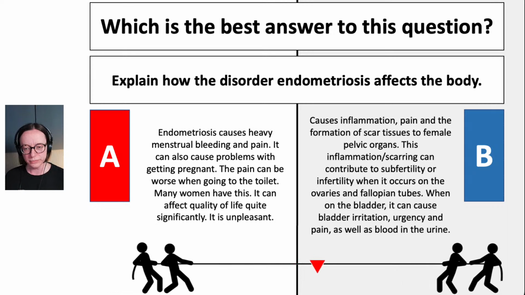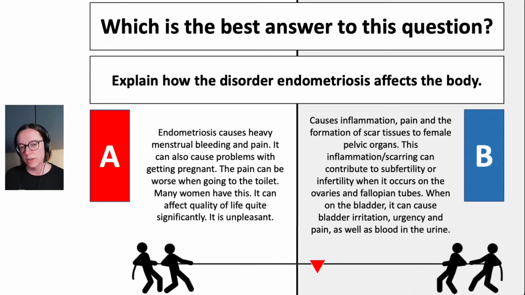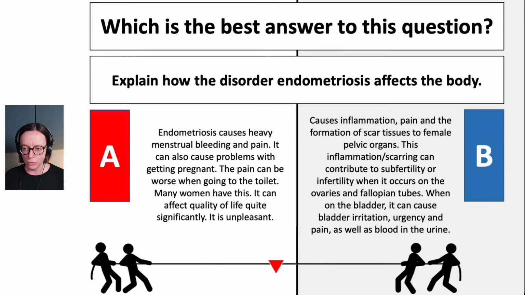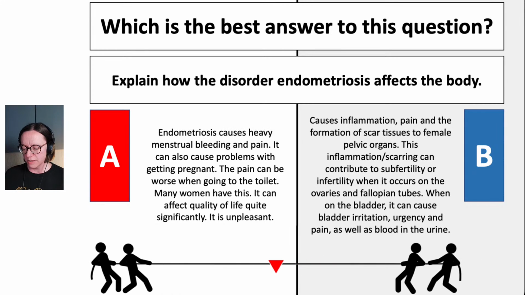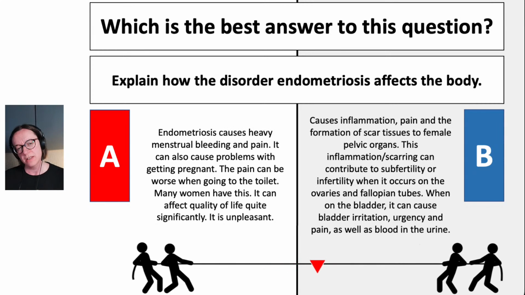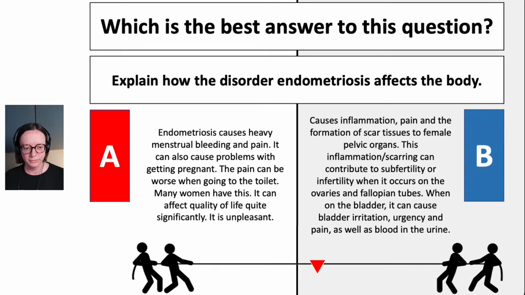So I'm going to give you a little bit of time to decide, is answer A or answer B better or stronger? And if you can, let me know why you think that. So I will start us off and give us a 30-second timer. 3, 2, 1, fight!